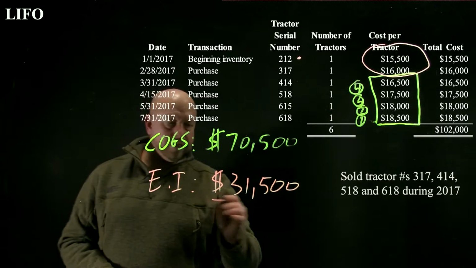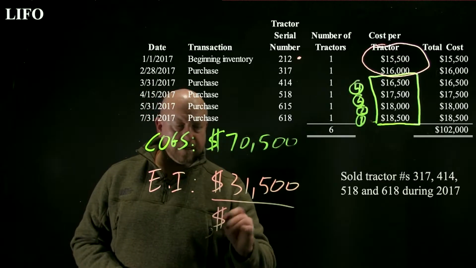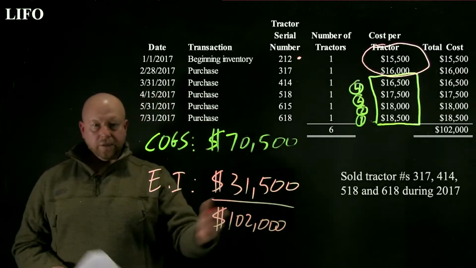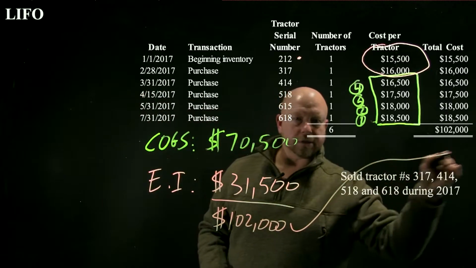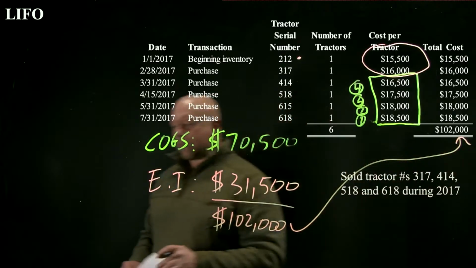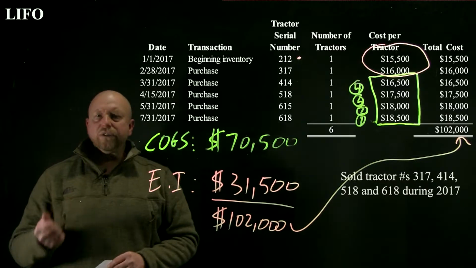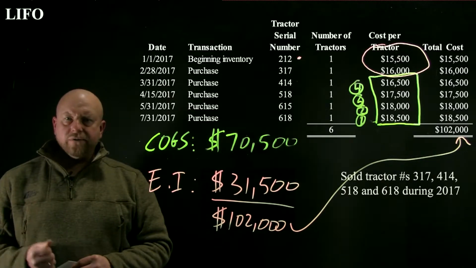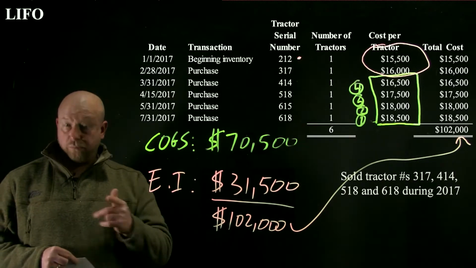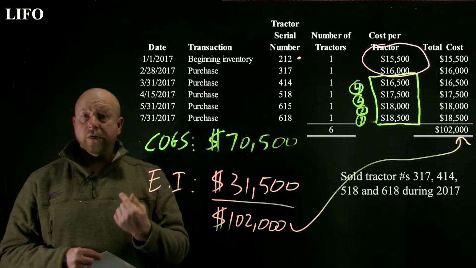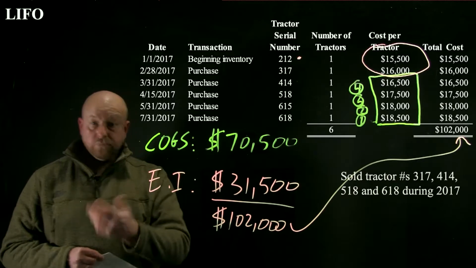You might be asking yourself, and as I do my little double check that you've become accustomed to right here, add those up, it's 102,000, just like you would expect right here. You might be asking yourself, why would we do this? I mean, first off, if LIFO gives us the biggest cost of goods sold when prices are rising, doesn't that also make us report a lower net income? And the answer is yes.